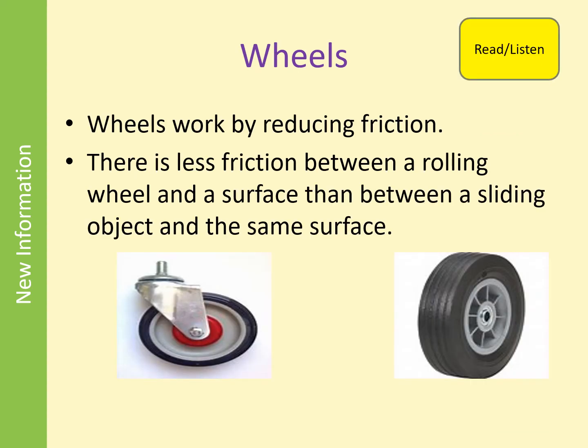Our first example is wheels. Just think how much more difficult it would be to move your shopping trolley if it didn't have wheels on the bottom. Wheels work by reducing friction. There is less friction between a rolling wheel and a surface than between a sliding object and the same surface.